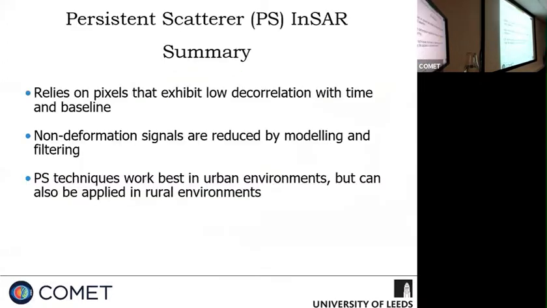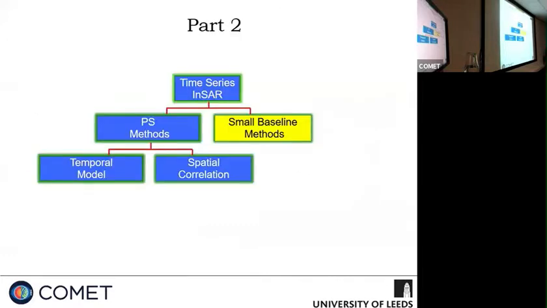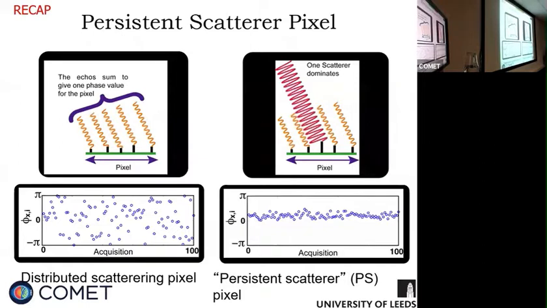Okay, so time series InSAR has two methods. We've covered PS methods. The other type of method is small baseline. Before, we were looking for these persistent scatterers, where we have big dominant scatterers, and we get a consistent signal almost no matter what the baseline does.